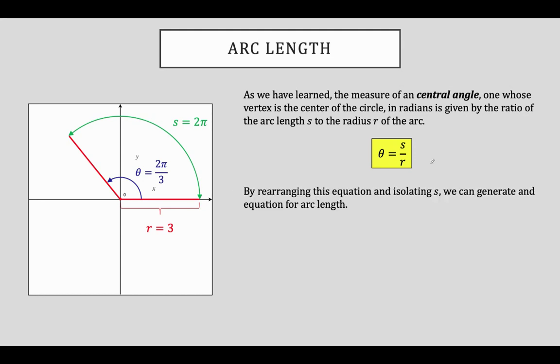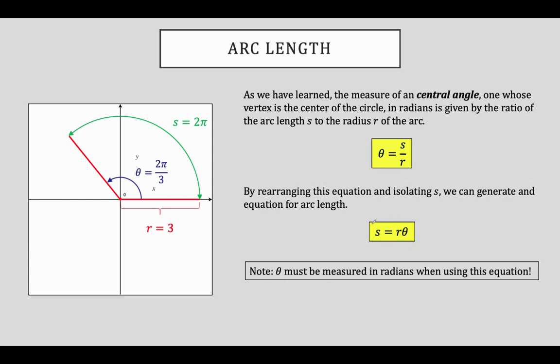Now, we can take this equation, rearrange the values and isolate s, and we can generate an equation for arc length. To solve for s in this equation, all we have to do is multiply by r on the other side. That gives us the equation s is equal to r times theta. So we can manipulate our angle measure equation to solve for arc length. One thing to make note of if you're going to use this arc length formula is that theta must be measured in radians when using this equation.